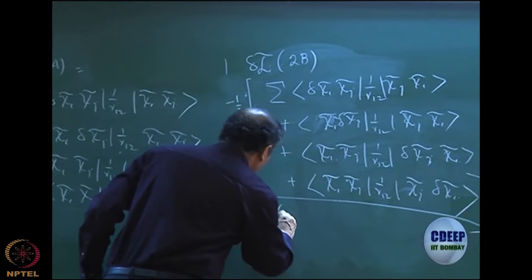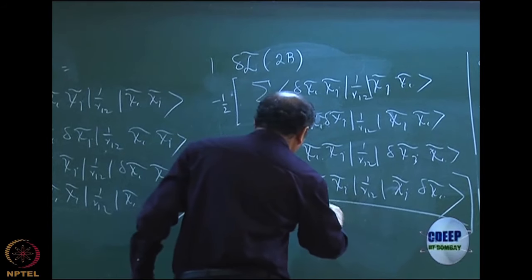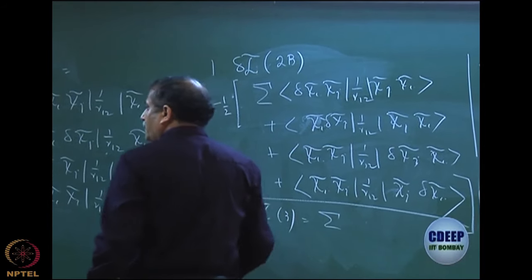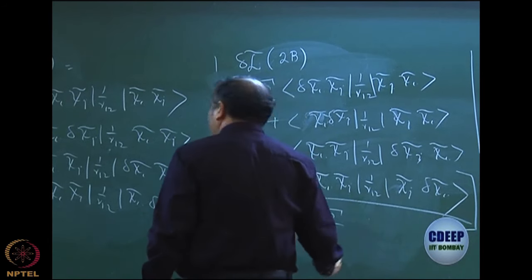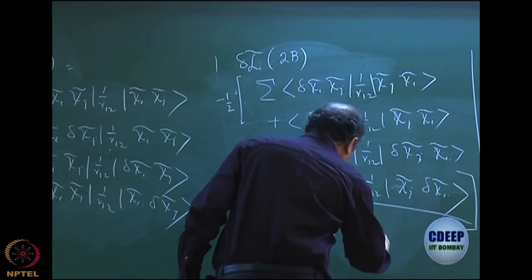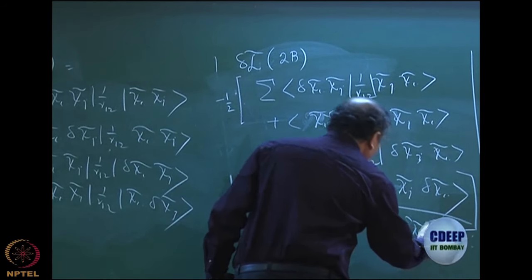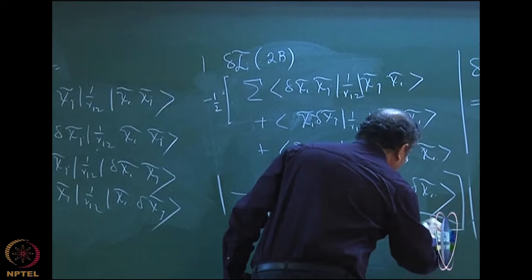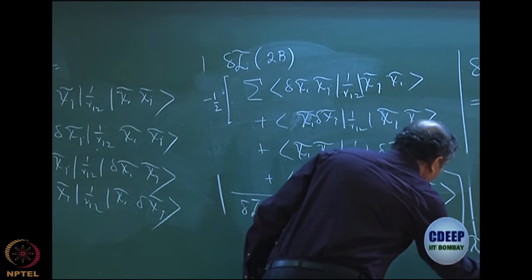So delta L tilde 3 equal to minus, I put a minus, sum over ij, and then I had a lambda ij, which is just a number, times delta chi I tilde chi j tilde plus chi I tilde delta chi j.